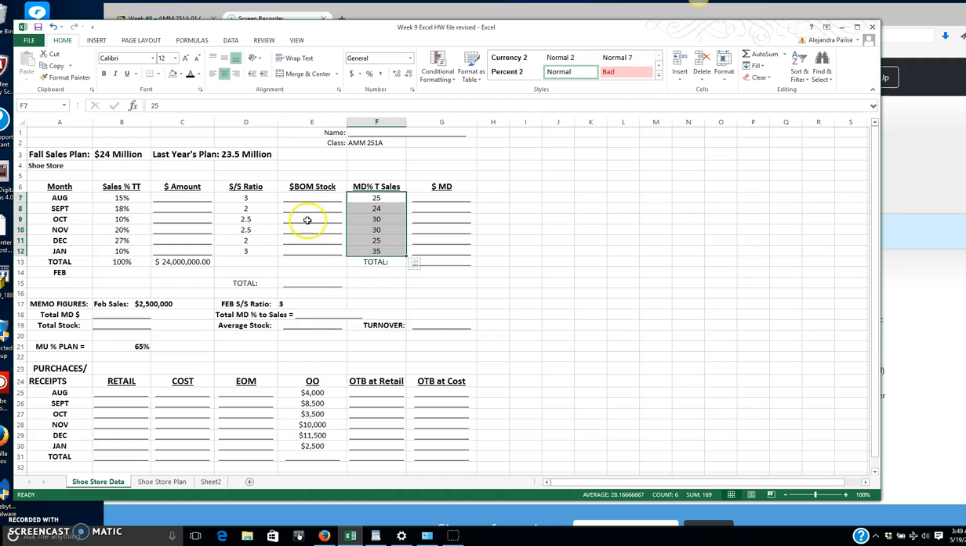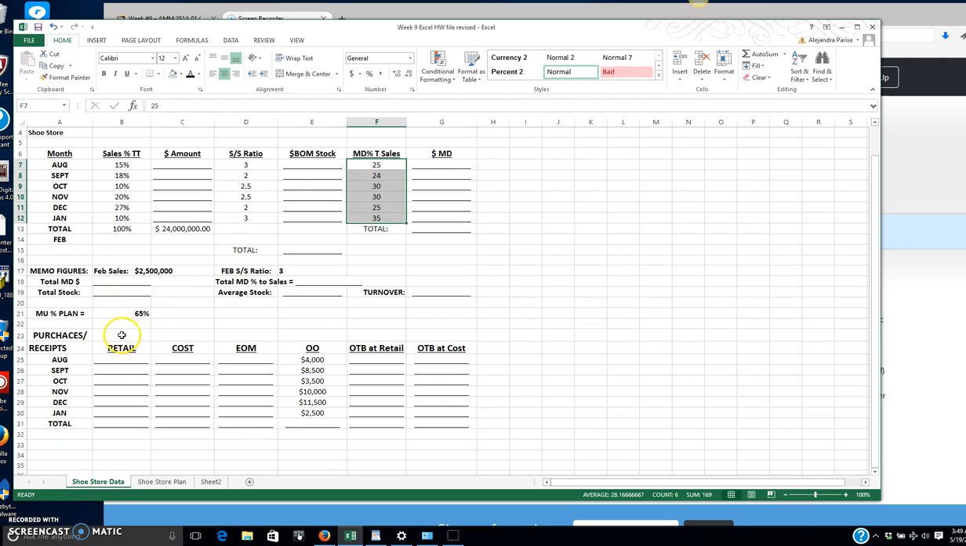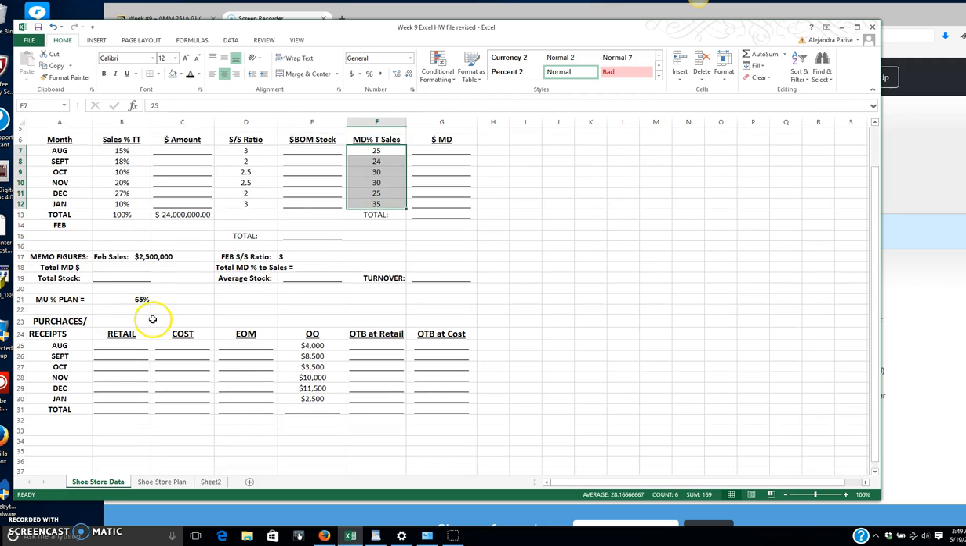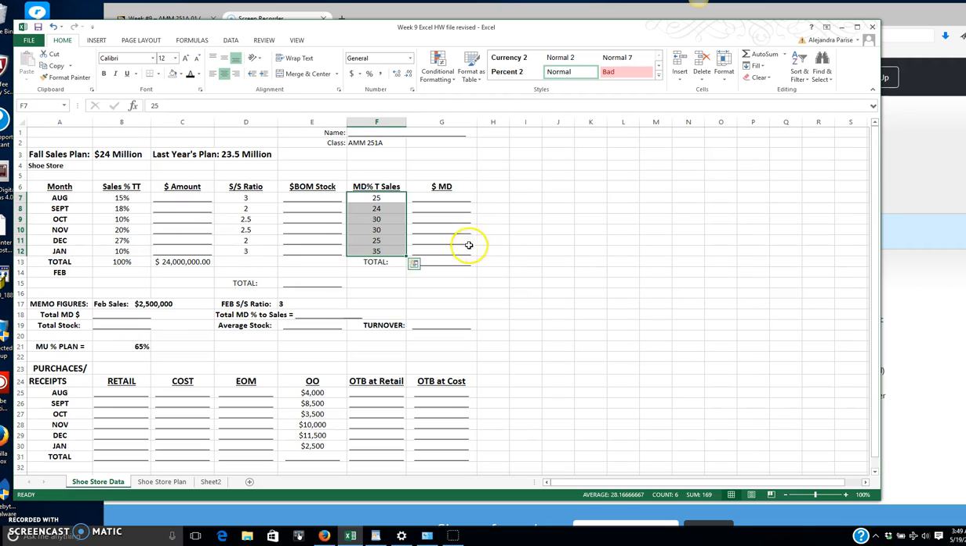Average stock would be the average stock for BOM. So add up all your BOMs plus the EOM of the last month and divide by 7, and then determine your turnover rate. Your initial markup is 65%. With all these determined, you can do your planned purchases or receipts at retail. So it's your planned sales plus EOM plus markdown minus BOM. Okay, so you're going to do that at retail.